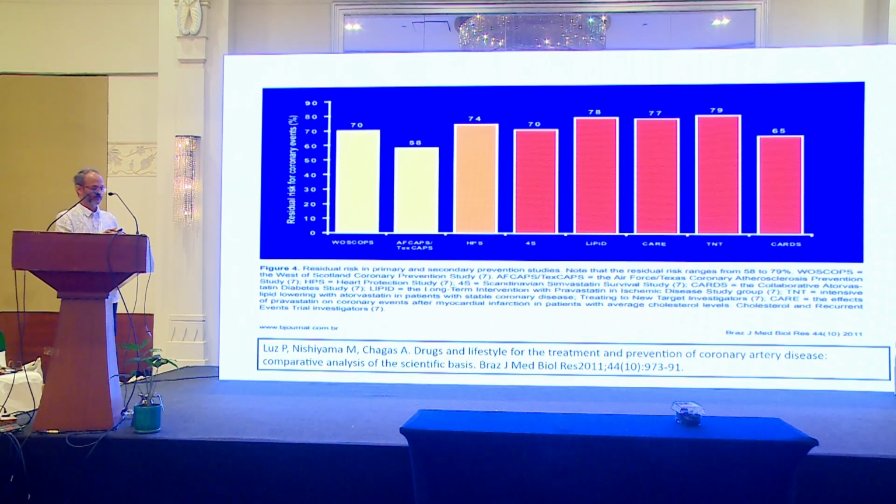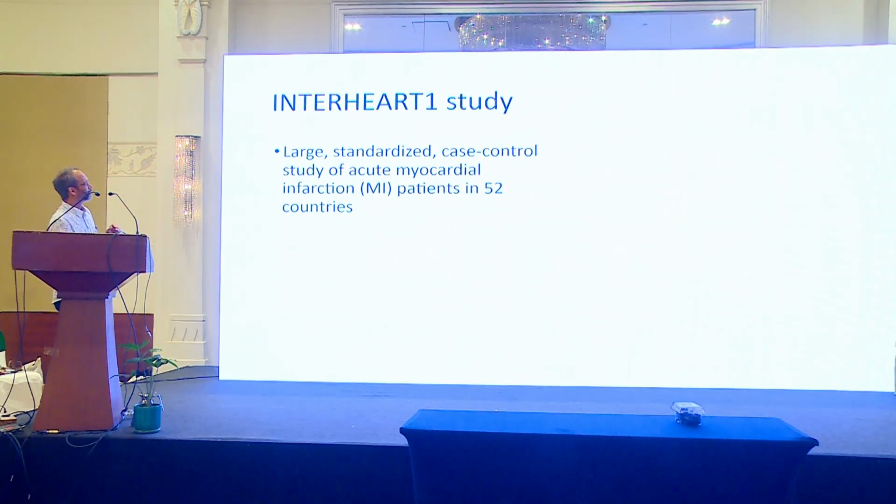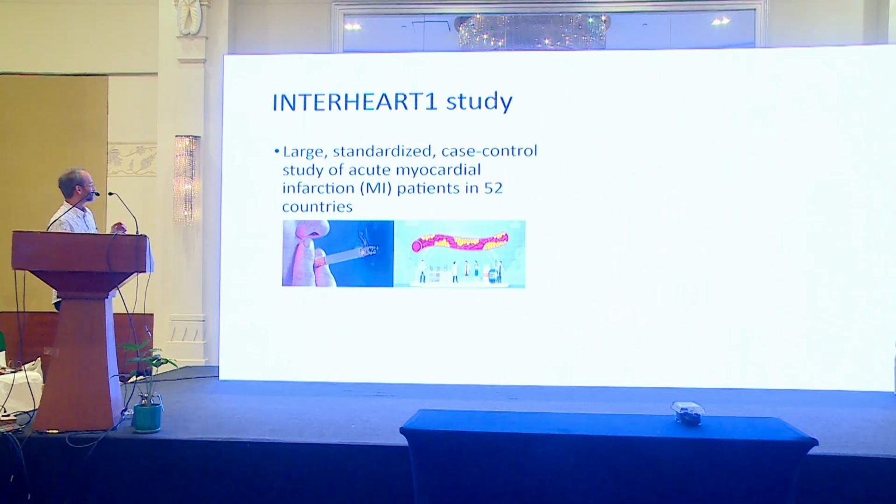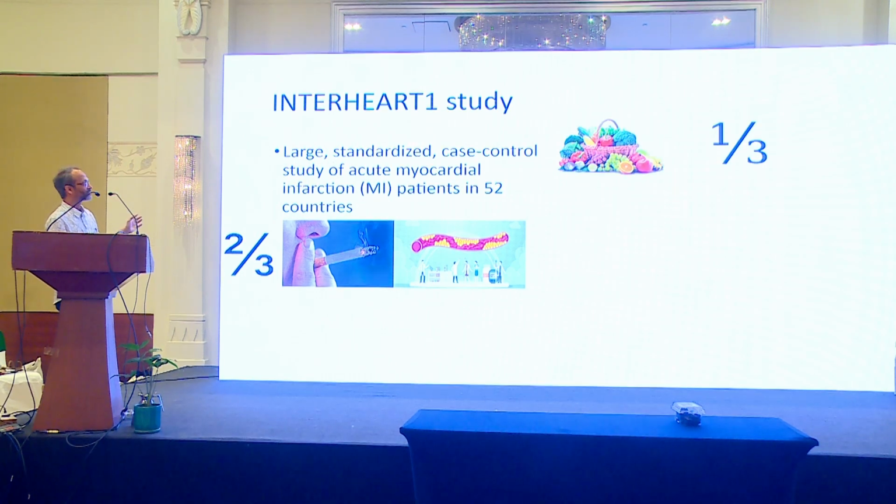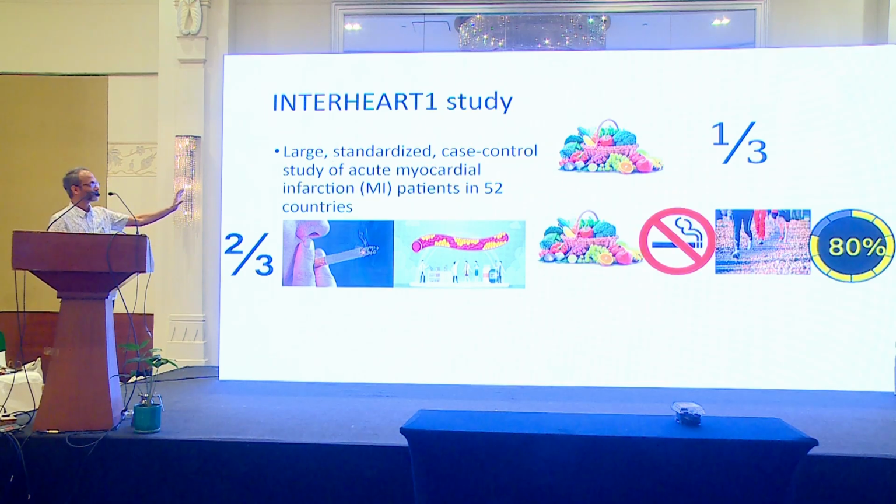Okay, the INTERHEART study is a major study which enrolled patients from 52 countries. It said that these are the two major risk factors: dyslipidemia and smoking. 2/3 of the patients will be having one of those risks. 1/3 of the risk can be reduced by taking 4 to 5 servings of vegetables and fruits. And if you are going to add on exercise and quit smoking, 80% of the diseases can be brought down.